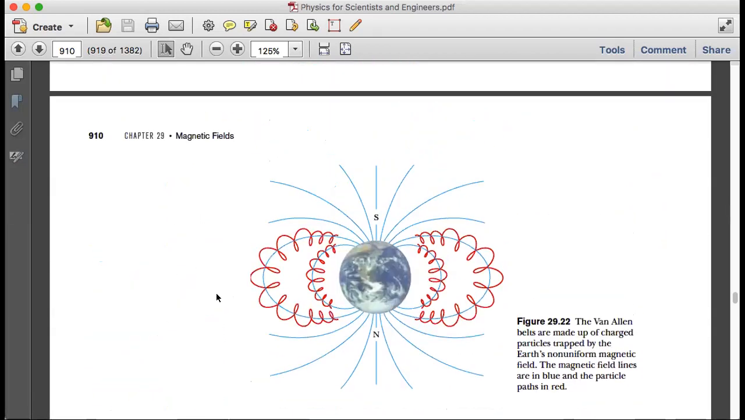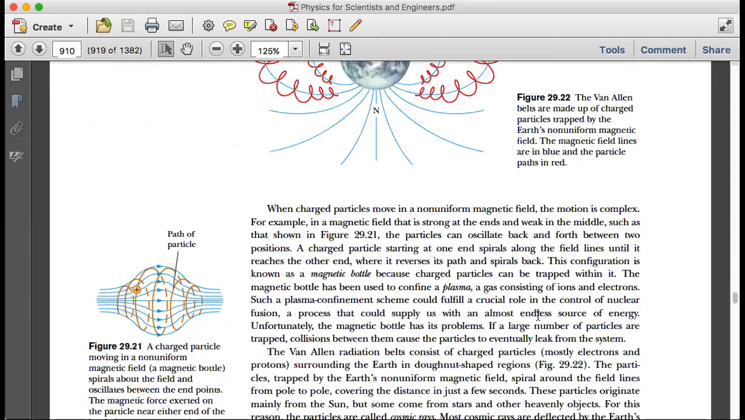Kemudian ini contohnya medan magnetik bumi, yang dihipotesiskan dihasilkan oleh partikel bermuatan dalam bumi. Ini menghasilkan yang disebut sabuk Van Allen, karena medan magnetik ini disebut dipol, dia memperangkap partikel-partikel bermuatan di dalamnya, sehingga bentuknya berbentuk sabuk.